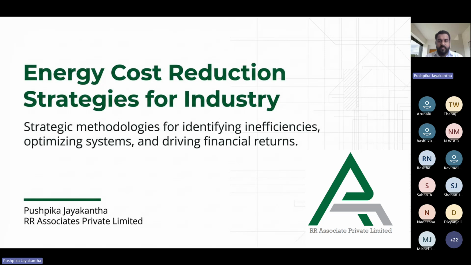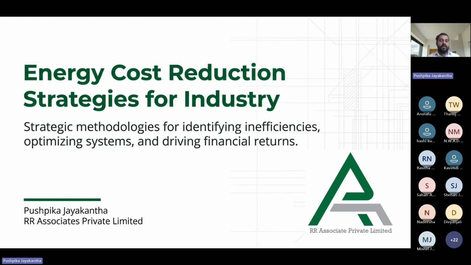Okay. So good afternoon, everyone. Welcome to session 3. Here we mainly focus on energy cost reduction strategies for industries. So in the previous session, I think you discussed the ISO 50001 energy management system framework, energy review process and energy performance indicators with Ms. Rasita and Mr. Ashan both.